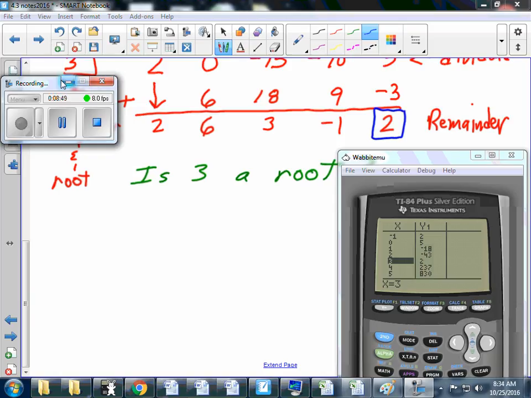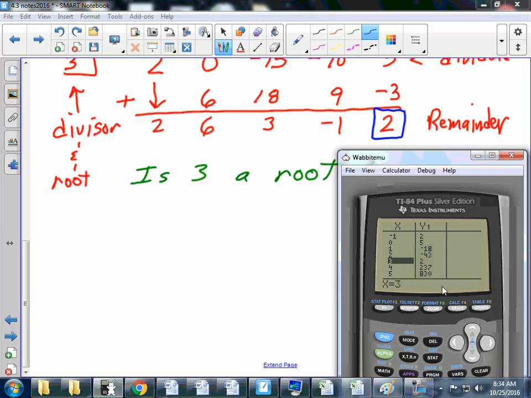All right, after our brief pause, we're back. We've pulled up our Wabbit Emu and put in 2x to the 4th minus 15x squared minus 10x, and make sure I have it in there right, plus 5. And we graphed that, and it is indeed a quartic.